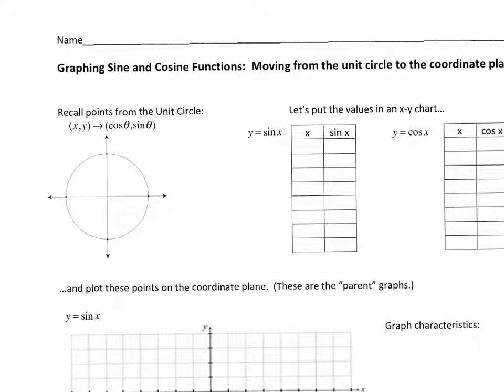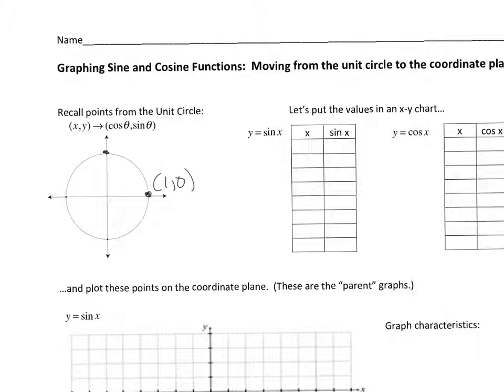Hello. This lesson introduces graphing trigonometric functions by moving from the unit circle to the coordinate plane. So if you look at your note sheet, let's recall points on the unit circle. The radius is 1, so this is the point (1, 0) at 0 degrees.